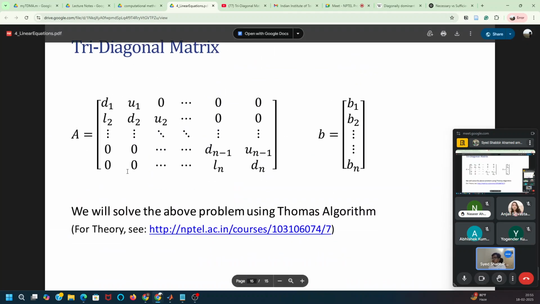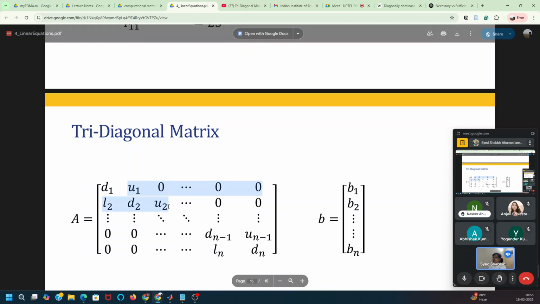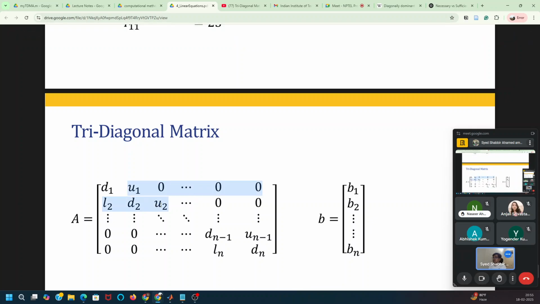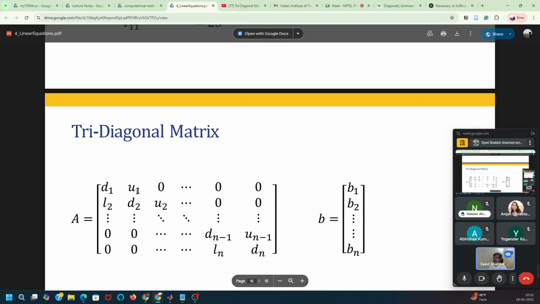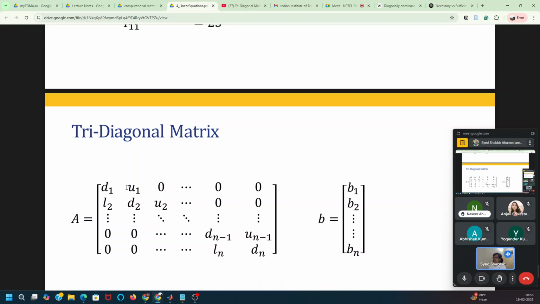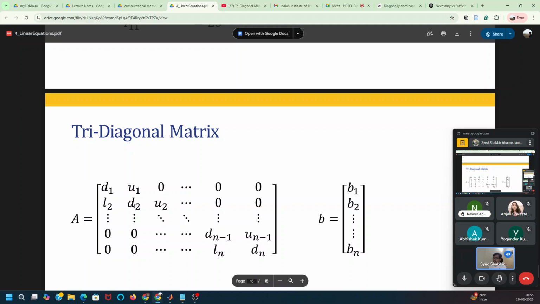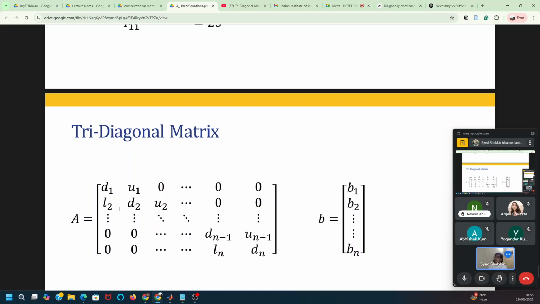In that, you have to get the U vector which stores the values of the upper diagonal, and you have to get the D vector, and the L vector. So you store the elements of the upper diagonal in a U vector, the principal diagonal elements in a D vector, and the subdiagonal elements in an L vector.